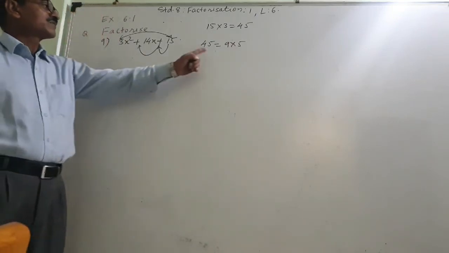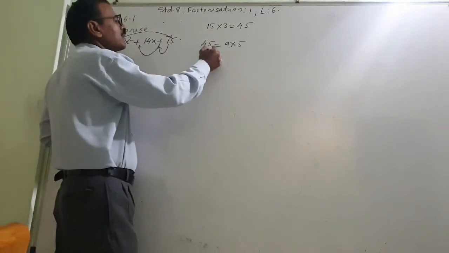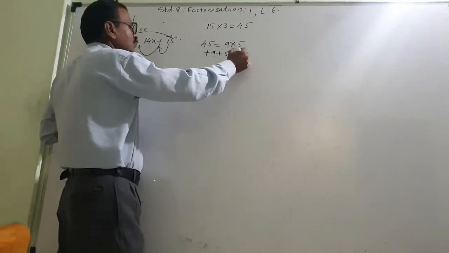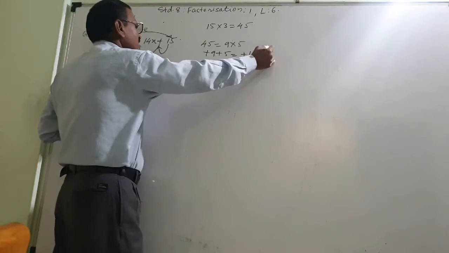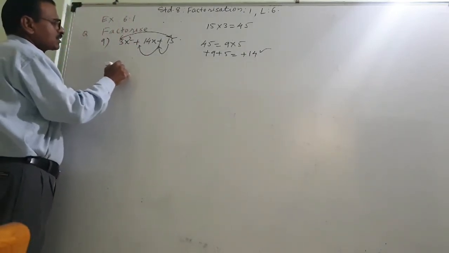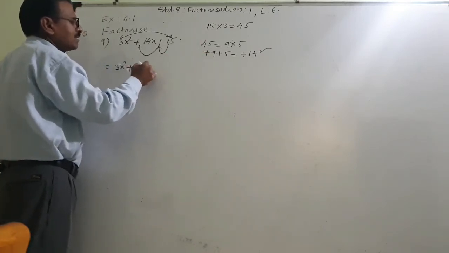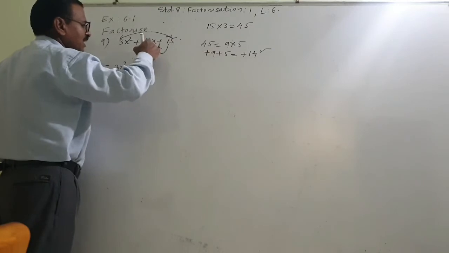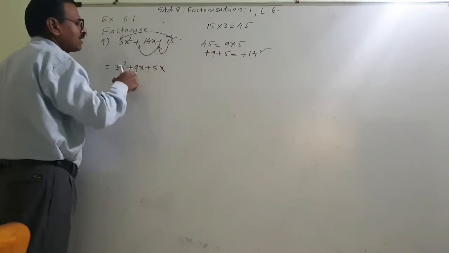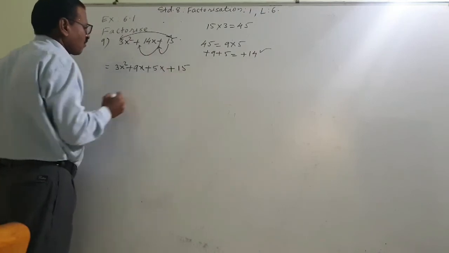9 plus 5 is equal to 14. I want the addition to be plus, so plus 9 plus 5 is equal to plus 14. And that is what I wanted. So this is equal to 3x square plus 9x plus 5x. 9x plus 5x is 14x, plus 15.